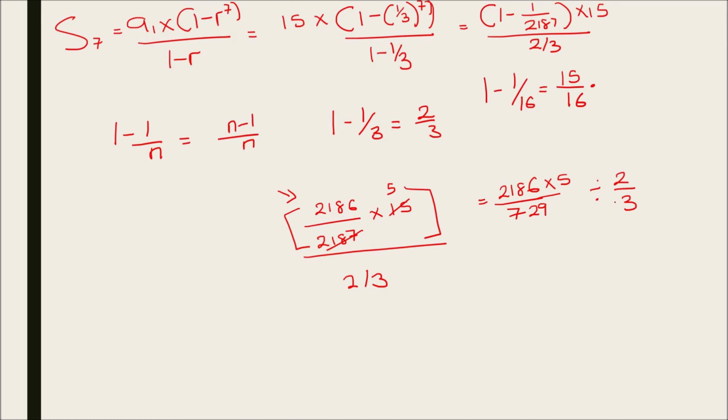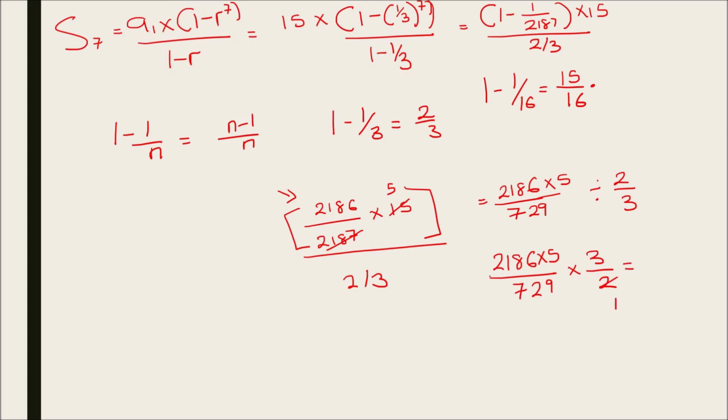Okay, so we can flip this. Remember this division, we can flip it and say 2186 times 5. I don't want to multiply them yet. Over 729 times 3 over 2. Okay, because 2 can still go here into 2186. So let's start to divide.